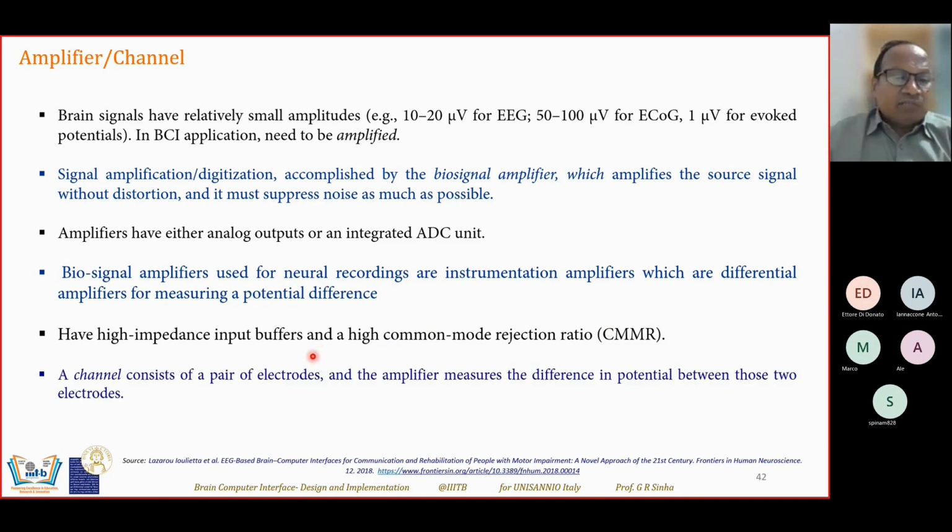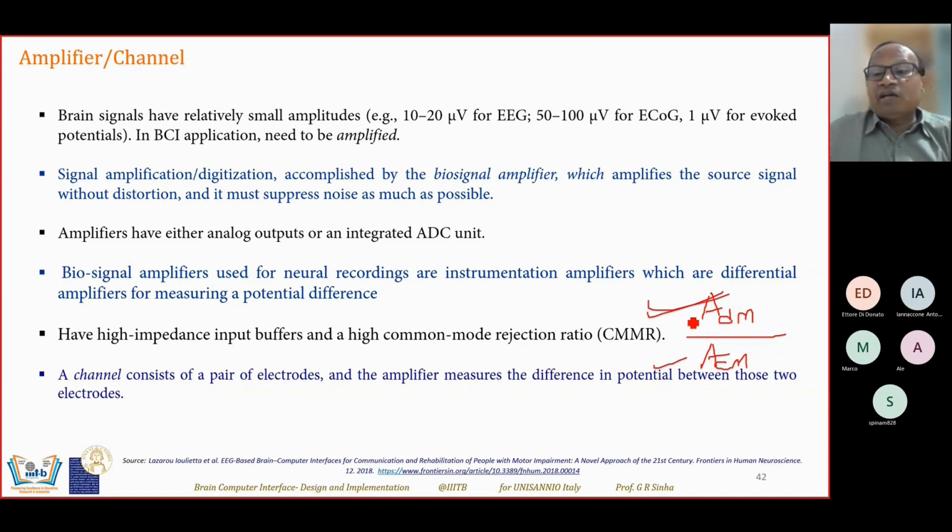If I can write CMRR for your interest, it is written as ADM divided by ACM. I will write slowly with the cursor. Of course, it is expressed in dB. You know about decibel. So this is your common mode gain, and this one is differential mode gain.